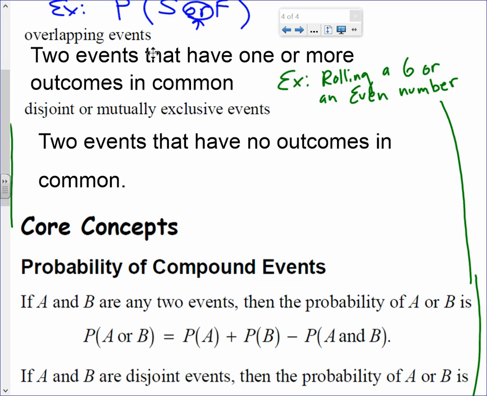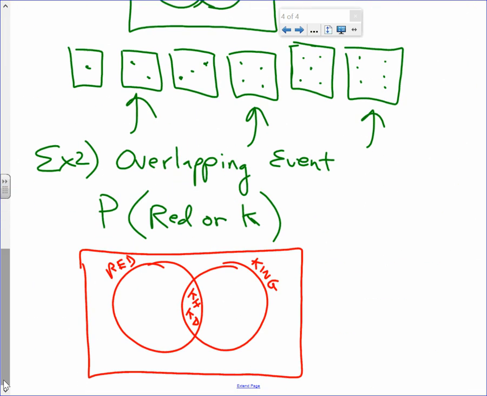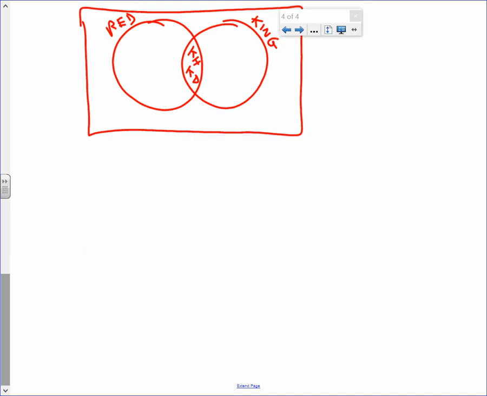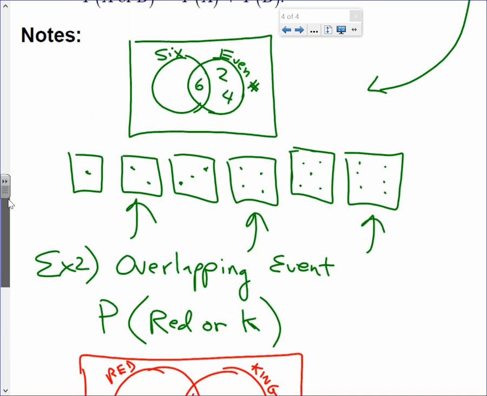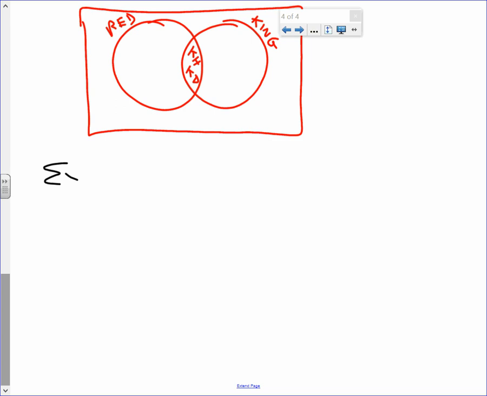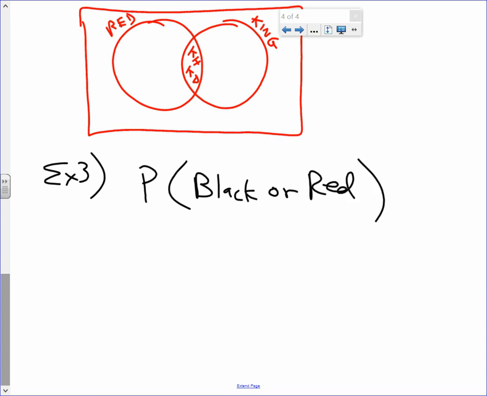All right. What would be an example of 2 events that don't have anything in common? Watch this. This is example 3 now on the note section. If you have to turn the page over, fine. You've got plenty of room on the other side. So watch this. Example 3. What's the probability of getting a black card or a red card? You're already doing the numbers. My question is, is this overlapping or is this mutually exclusive? Mutually exclusive. Let's do a quick Venn diagram.